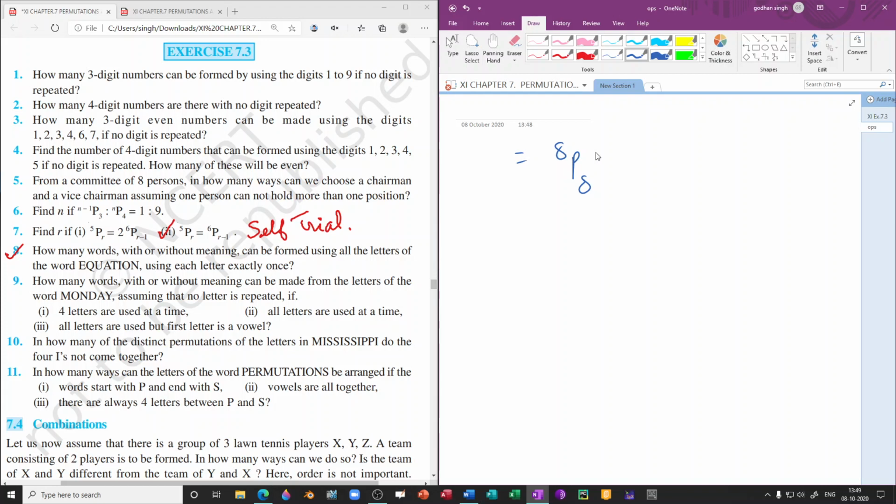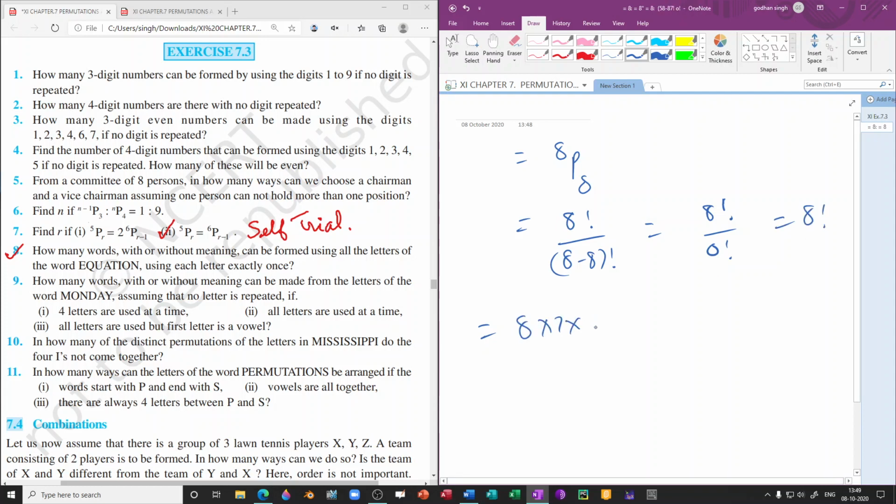If you see here equation, no letters being repeated, so that means n is 8, also r is 8, because they are occupying 8 places. So 8P8. If you apply the formula of nPr, we will be getting 8 factorial over (8 minus 8) factorial, and that is equal to 8 factorial over 0 factorial, and 0 factorial is 1, so it will become 8 factorial, and this is 8 into 7 into 6 into 5 into 4 into 3 into 2 into 1.